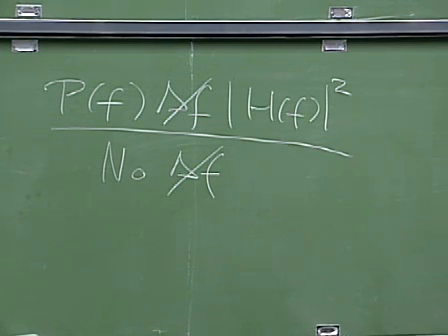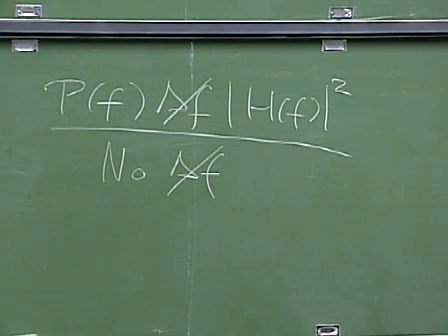I'm sorry? The question is, why is P being divided by the bandwidth? Are you jumping ahead? Okay, give me a second. I'll get there.